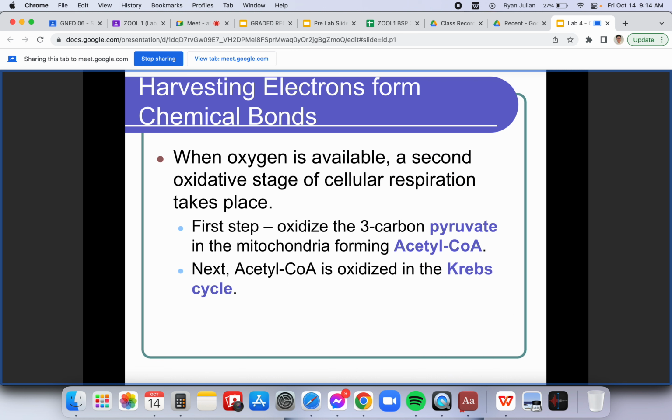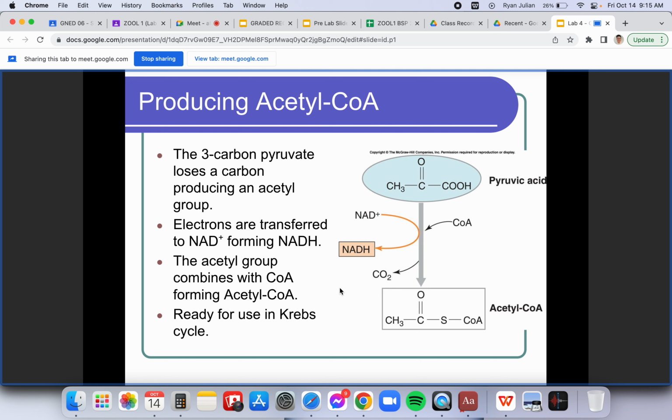Okay, now let's discuss the initial process in the Krebs cycle. When oxygen is available, a second oxidative stage of cellular respiration takes place. The first step is that it oxidizes the 3-carbon pyruvate in the mitochondria, forming acetyl-CoA. Next, acetyl-CoA is oxidized in the Krebs cycle. Again, when we say oxidize, you are combining a chemical with oxygen.